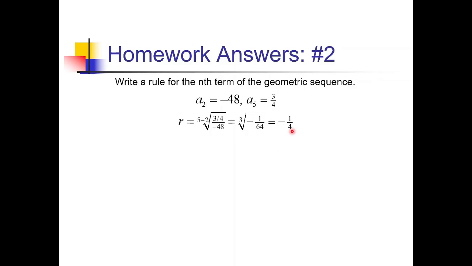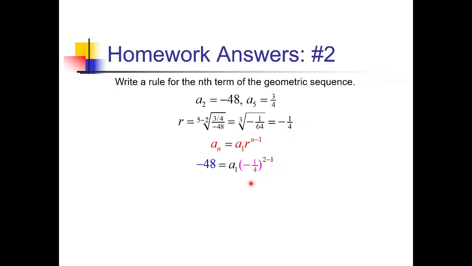To get the a1 value now, because I'm going to need it to fill out this formula here, a1 r to the n minus 1, I'm going to plug in this negative 1/4 for r, along with one of these terms for a sub n and n. For a sub n, I'm going to use negative 48. That seems a little bit nicer to work with than this 3/4 here. And then a1 I'm still looking for. r is negative 1 over 4. And for the n value, I'm going to plug in the 2. That was the index of the term negative 48. So 2 minus 1 is just 1, so that's kind of nice.